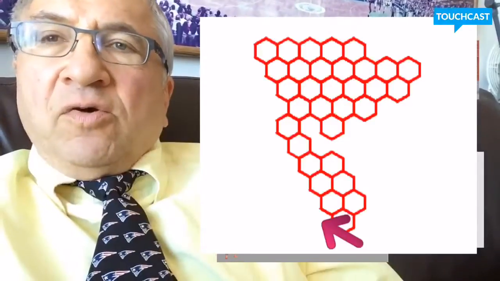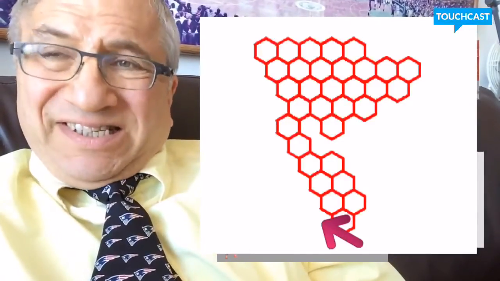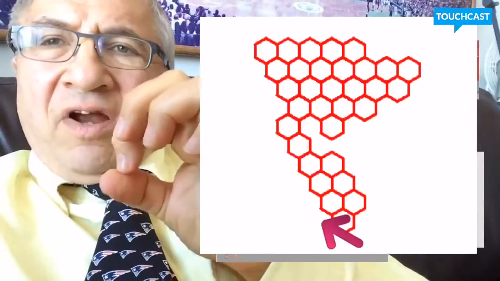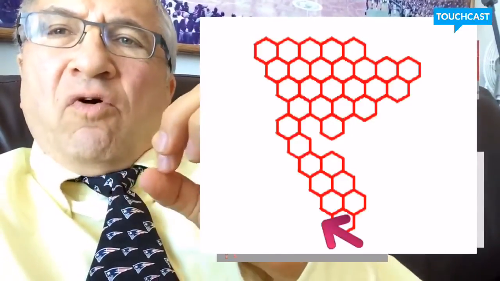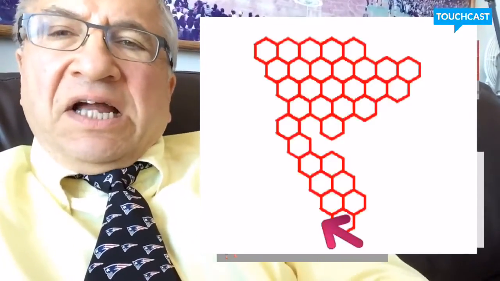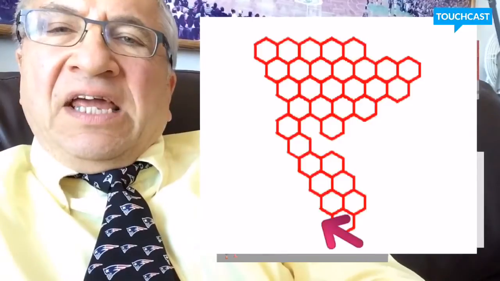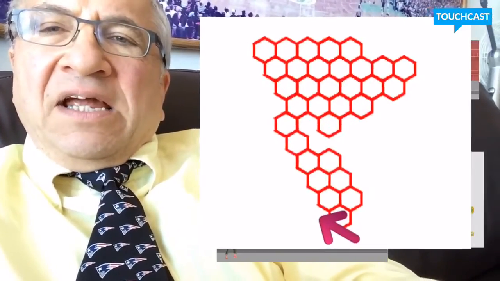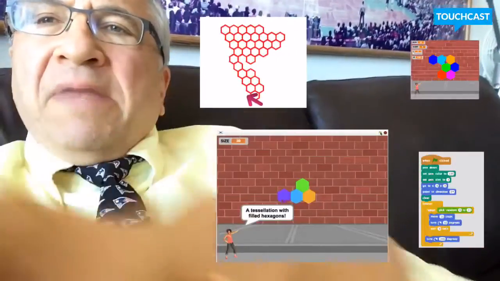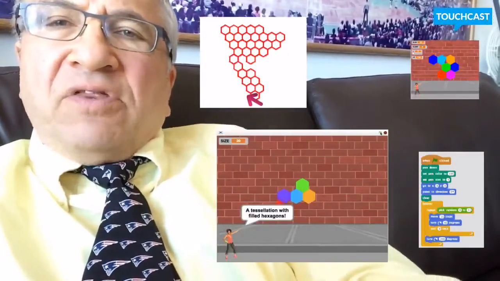A third thing we do is we create tessellations. Tessellations are geometric shapes that fit together like tiles on your bathroom floor to make a pattern. Here's a tessellation of hexagons. And notice I've changed the cat to be an arrow. The arrow walks around trying to make one hexagon after the other.